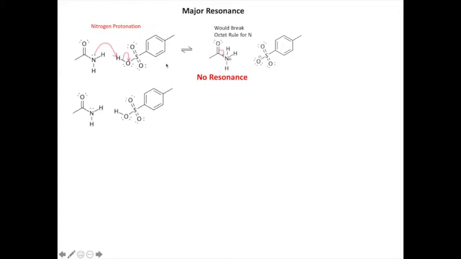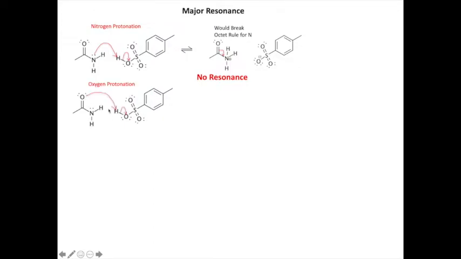All right, what about this one? What about this nitrogen protonation? So do we expect this to happen most of the time, where we protonate the nitrogen and this conjugate acid has no resonance? If I tried to do that, it would break the octet rule for nitrogen, so it's just that. Or should we consider the oxygen being the base?